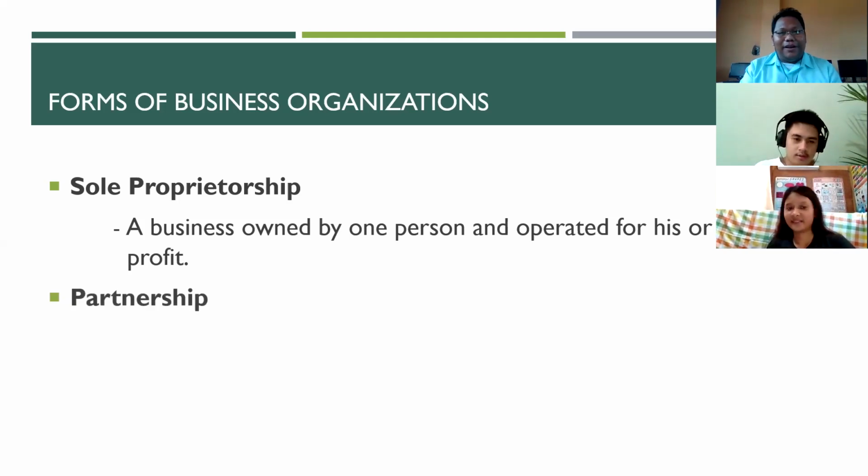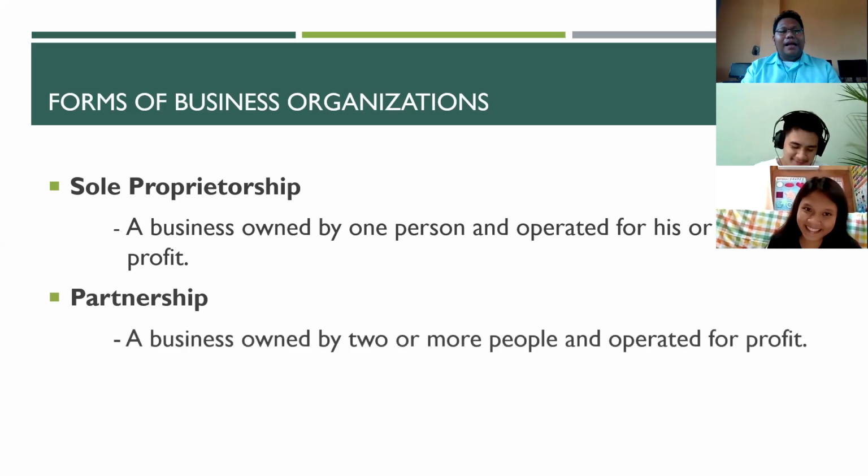Partnership. Oh, Nathan, this is what you're afraid of. Partnership. This is for a business owned by two or more people, plainly operated for the purpose of profit, because there is a desire to earn profit. Just imagine a sole proprietorship type of business that later on accepted another person as an investor. So two persons now are running the business, operating the business for the purpose of having profit. That is a partnership.